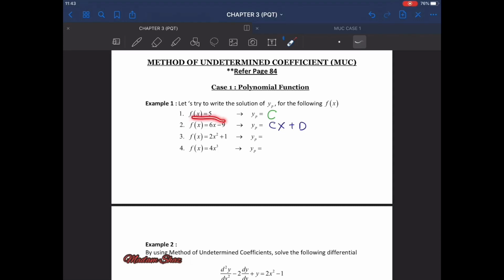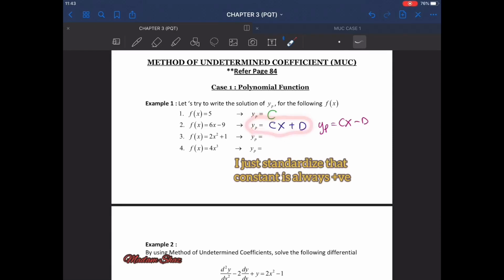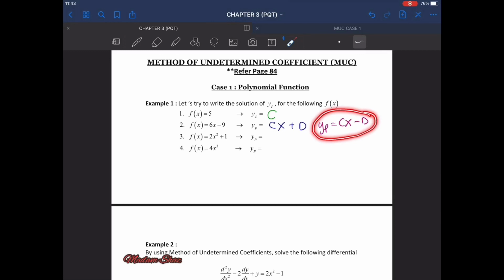Okay. There are a few questions. Why is negative 9 here not kept negative in the yp? There is no problem if you want to write your yp as cx minus d. To make it easy for you to understand how to write your yp, I just standardize it: you have to remember the constant is always positive. But if you want to write your yp in terms of negative or positive, there is no problem. So this yp is also correct, no problem.